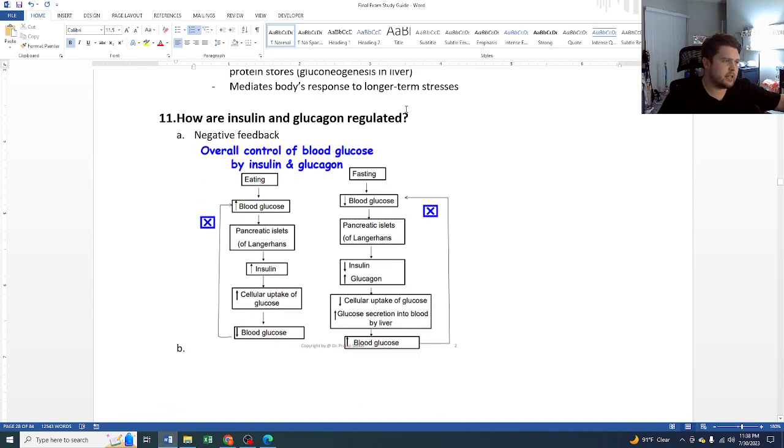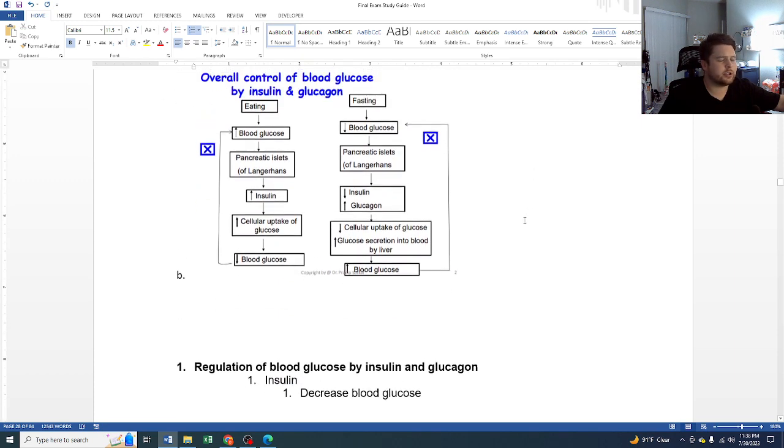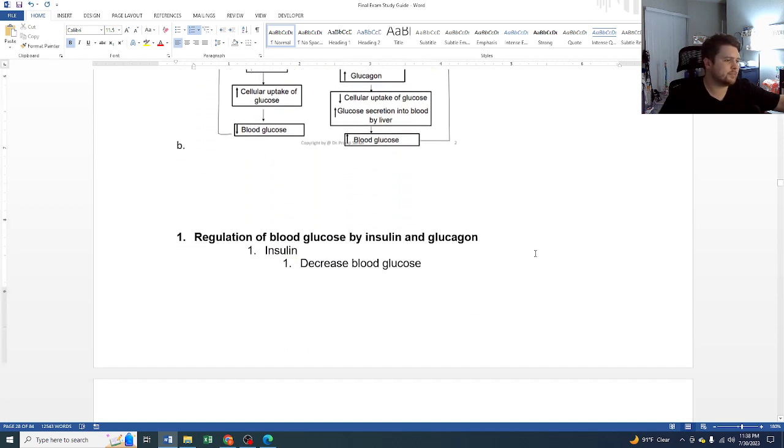Here's relating insulin and glucagon, how they have negative feedback. So when insulin does its job and decreases the blood glucose, it feeds back and says, hey, stop, we don't need any more insulin, good to go. Same thing with glucagon.